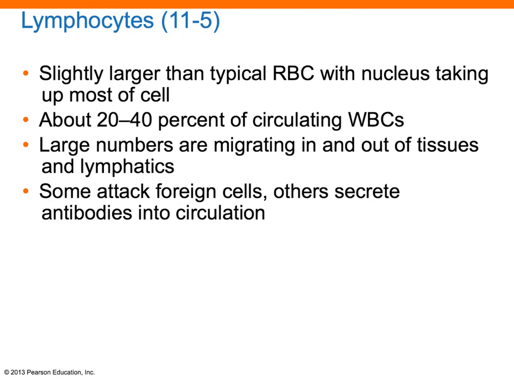The other type of agranular site would be the lymphocytes, and these are usually only slightly larger than red blood cells. A typical lymphocyte has a large round nucleus that's surrounded by a thin rim of cytoplasm, and these cells account for about 20 to 40% of the circulating white blood cells. And lymphocytes may live for years. The lymphocytes are very important to immunity, and some produce antibodies that attack foreign substances that are entering the body.